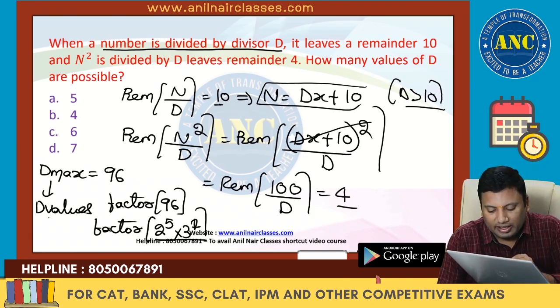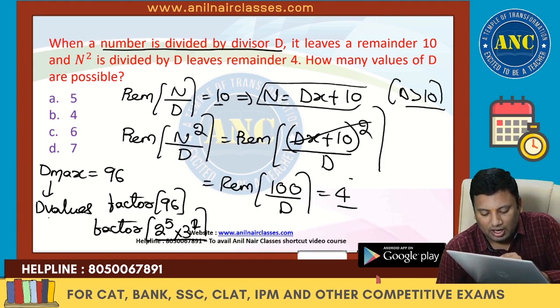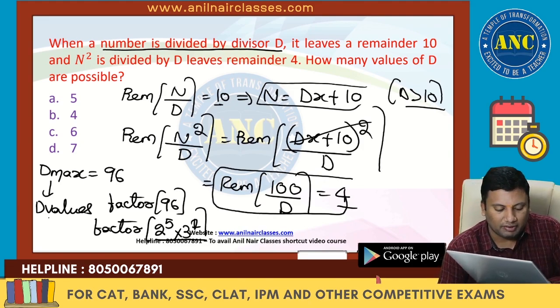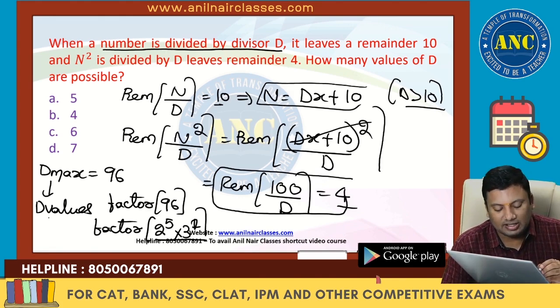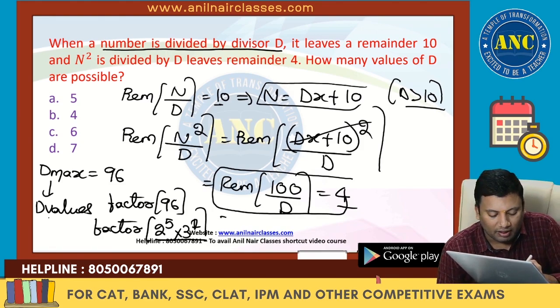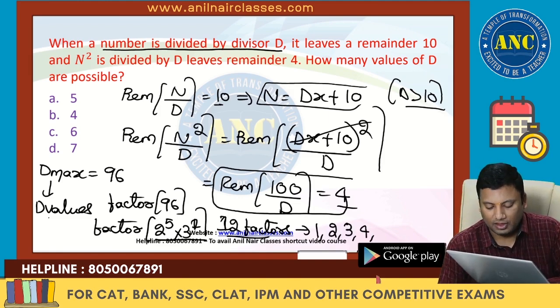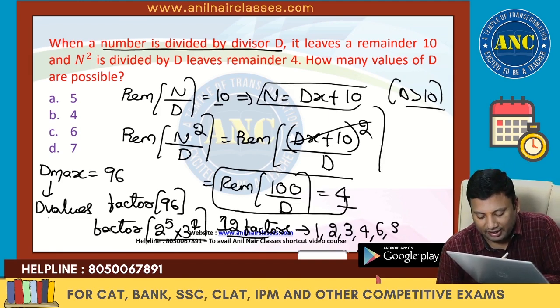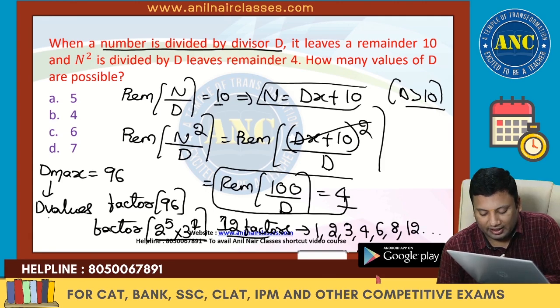So here also it is nothing but 100 by d, which gives 4. Now if you observe carefully, what are the factors of 96? 2 power 5 into 3 power 1, which gives a total of 12 factors. What are the factors? 1 is a factor, 2 is a factor, 3 is a factor, 4 is a factor, 6 is a factor, 8 is a factor, 12 is a factor, and so on.